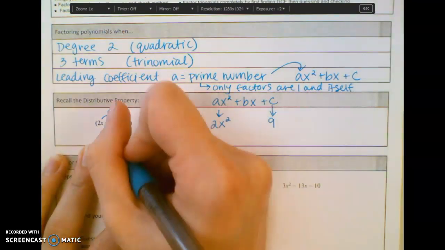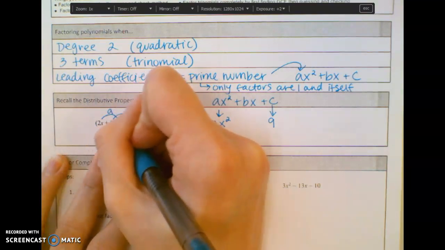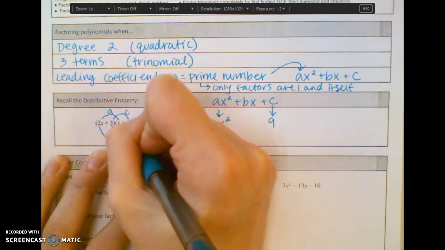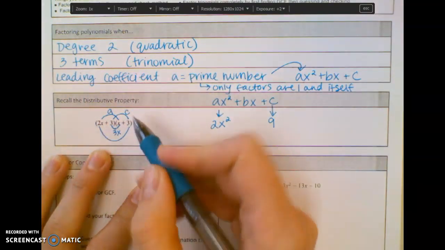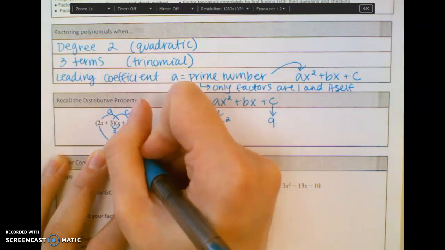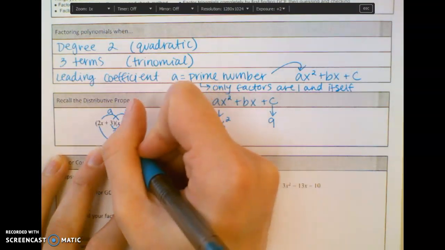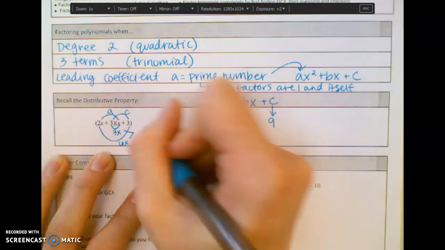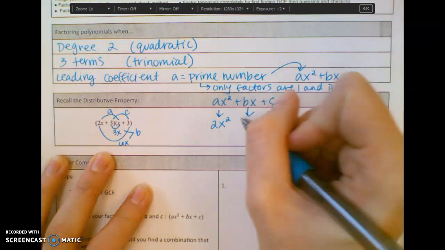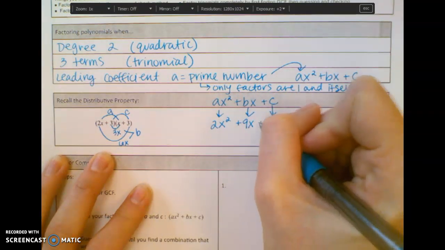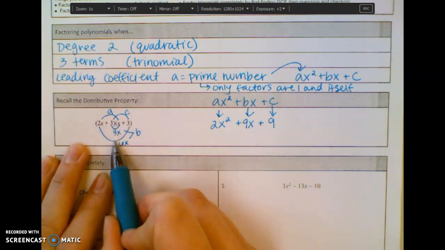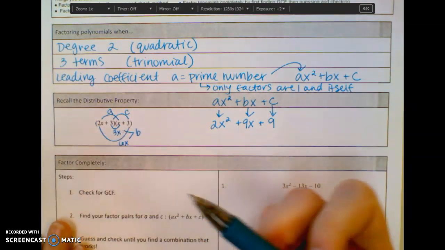And then we work with our inner product. 3 times x gives us 3x. And our outer product, 2x times 3, gives us 6x. Together, when we add the 3x and the 6x, the inner product and the outer product, that gives us our B value. So in this case, our B value is going to be 9x. So that's just recalling the distributive property. We will be using this to check our work today.